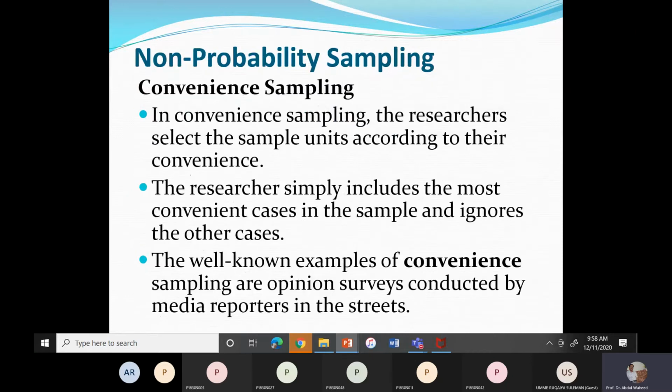Then we have convenience sampling in the non-probability sampling. In this case, we select the sample units according to our convenience. The researcher includes the most convenient cases in the sample. The well-known example of convenience sampling is the opinion survey. You can see that media reporters just walk in the street and get the opinions of the people. So this would be convenience sampling.